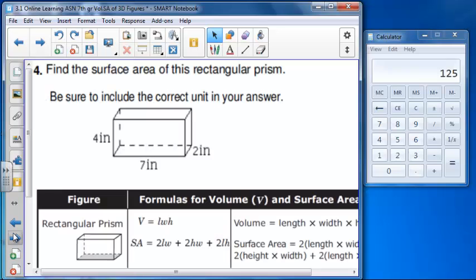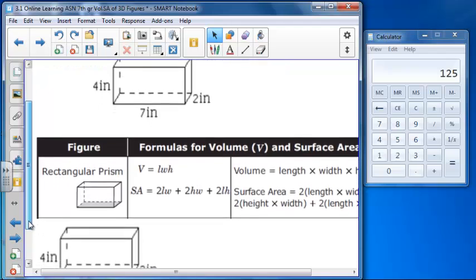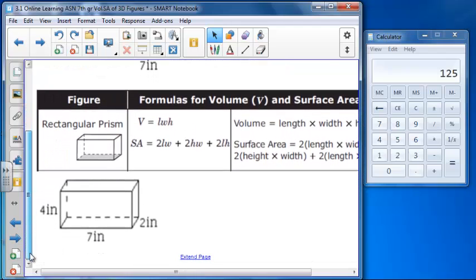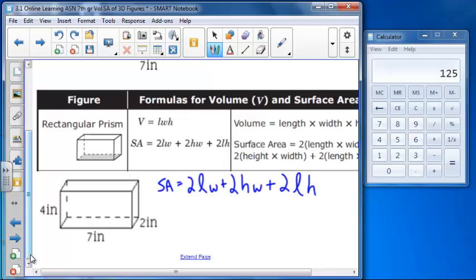And question 4. Find the surface area of this rectangular prism. The formula: surface area is 2 times the length times the width, plus 2 times the height times the width, plus 2 times the length times the height. So we'll say the height here equals 4, length equals 7, and the width is 2.